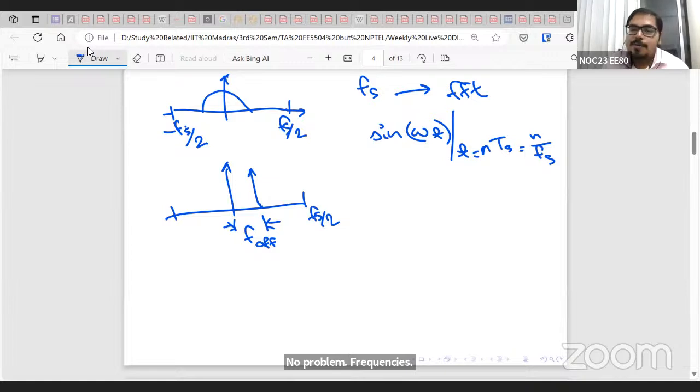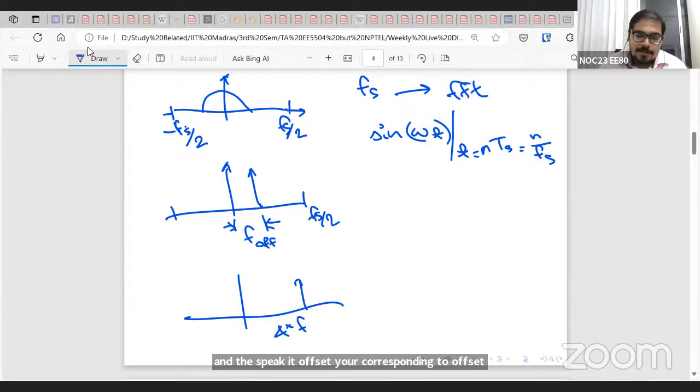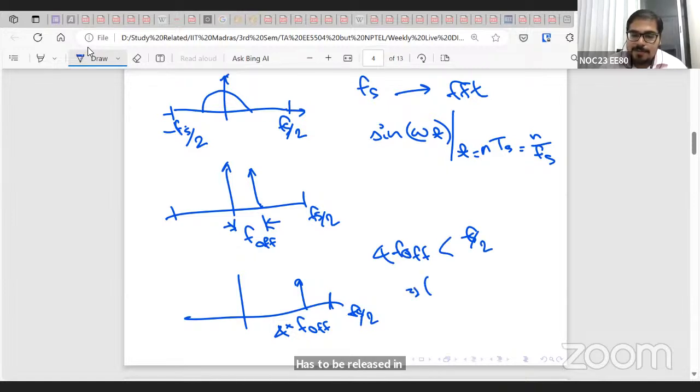Now, if you take fourth power, instead of getting this peak at offset corresponding to offset frequency, you'll be getting it at 4 times frequency offset. What we want is that 4 times frequency offset should be lower than fs by 2. So the maximum frequency offset that you can correct is limited by that: the 4 times frequency offset has to be less than fs by 2. So the frequency offset that you can correct has to be less than fs by 8.